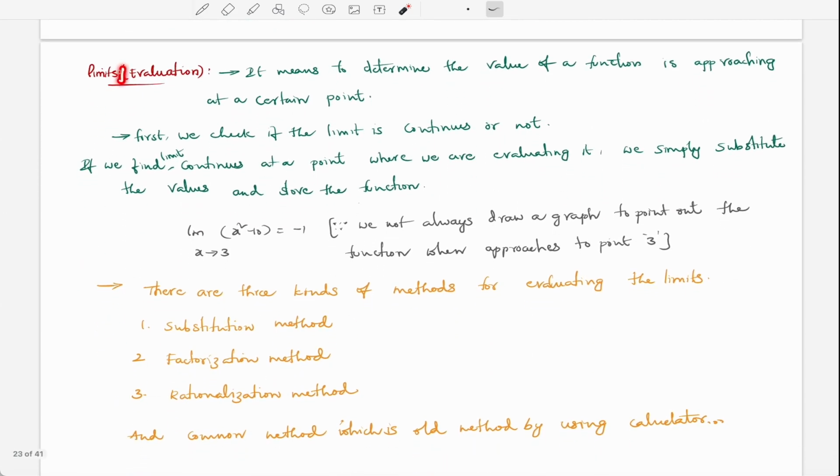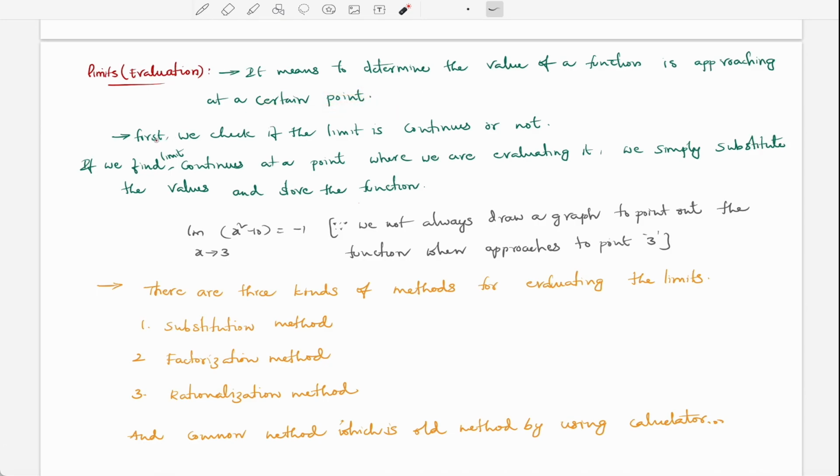So how do we evaluate? What do we mean by evaluation? Just a kind of judgment. It means to determine the value a function is approaching at a certain point. As I have said in previous lectures, a limit is approaching one point, whatever it may be, from the RHS and from the LHS. At a certain point, the value is approaching.